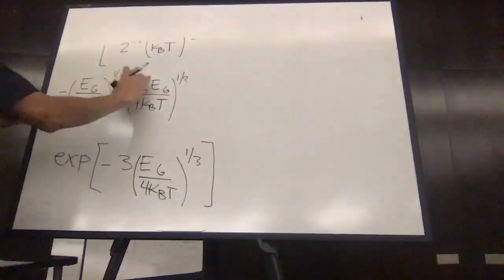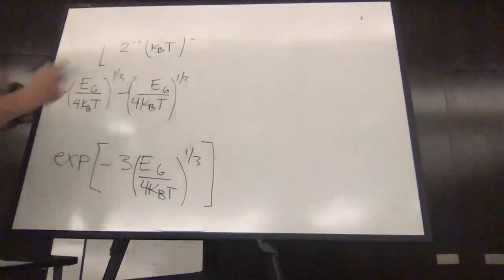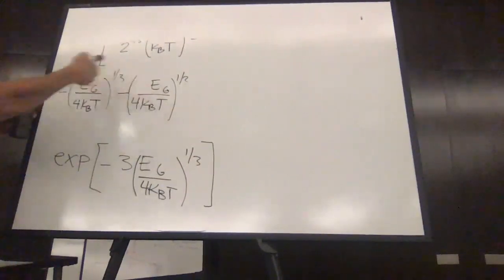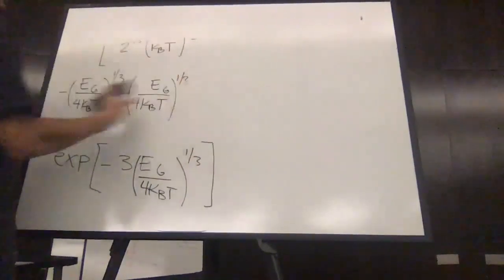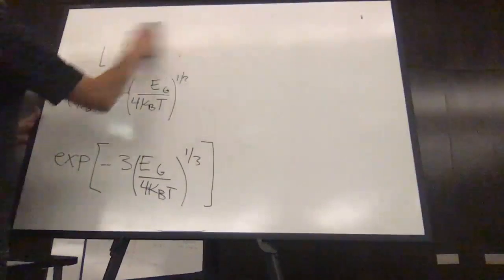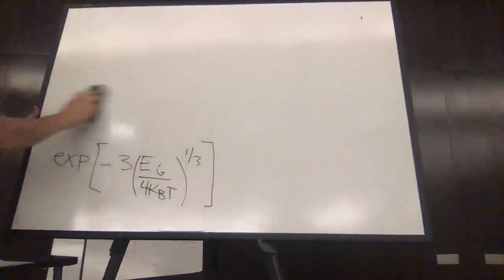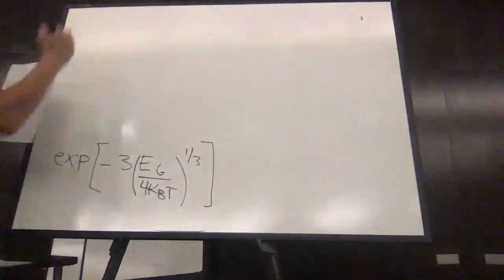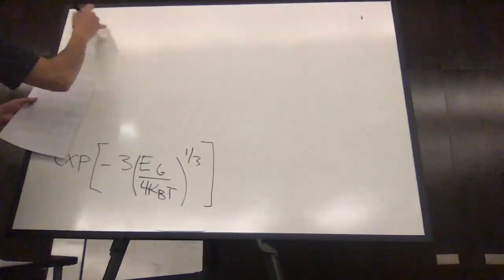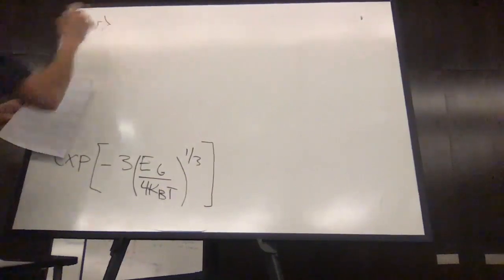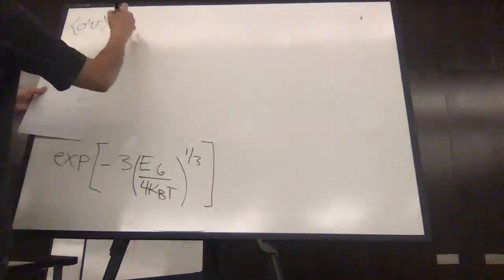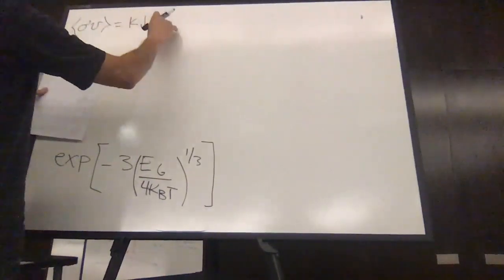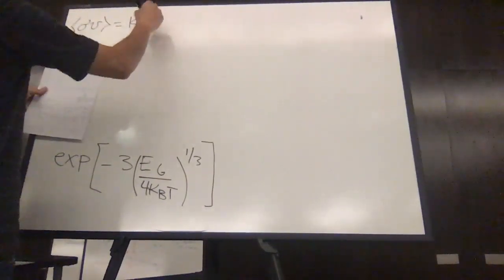I didn't do it correctly. I think I should have removed this one. Yeah, out there. But so that you have the same fraction in both. And then you get 1 over here and 2 over here. This is K, all that stuff. Square root of 2 pi.